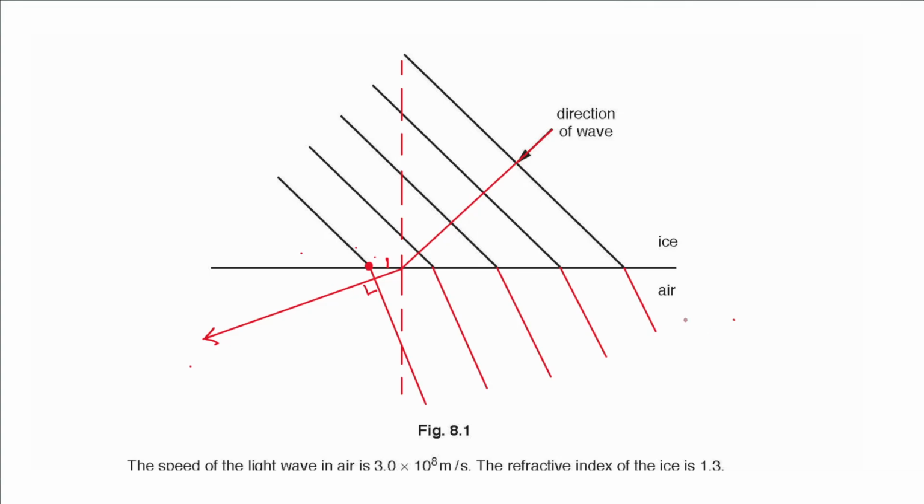Now for the angle of incidence and refraction, it is the angle between the direction of the wave and the normal before the boundary, that is incidence, and the angle between the direction of the wave and the normal after the boundary, that is the angle of refraction R.